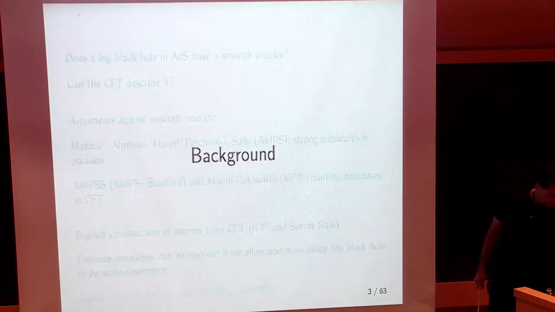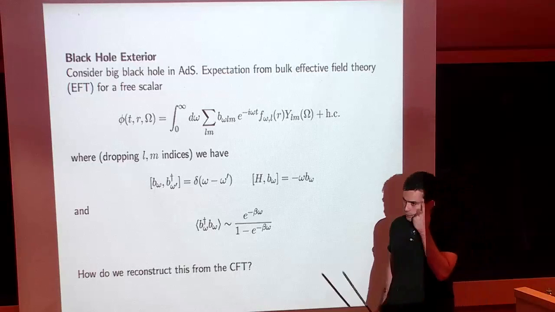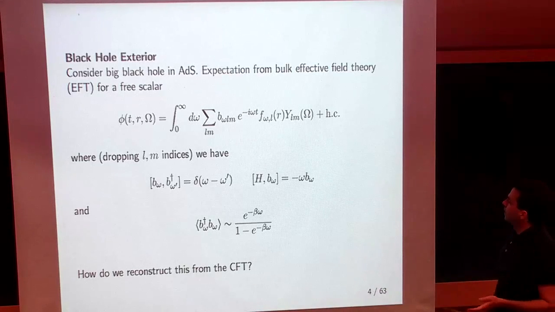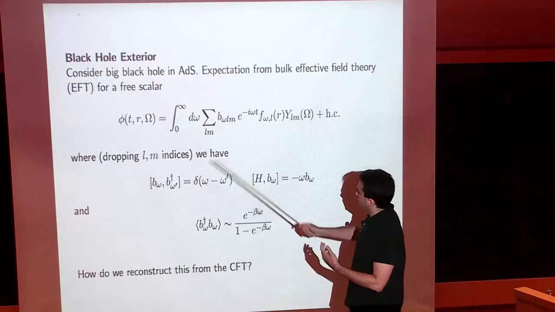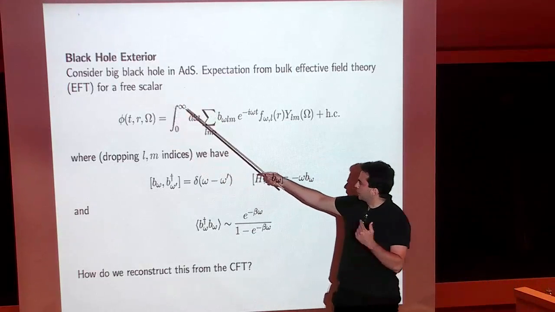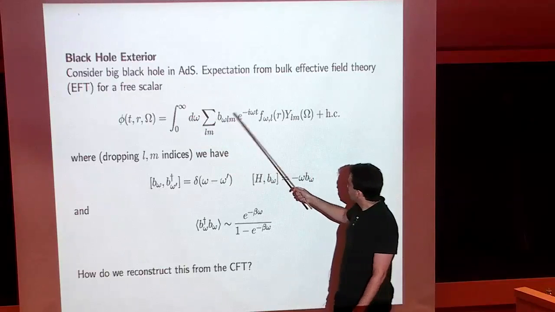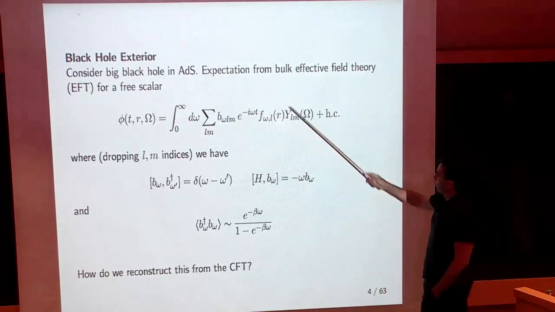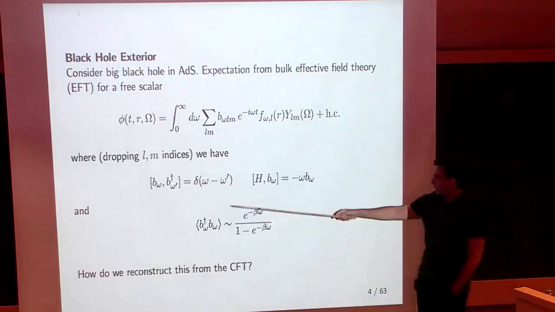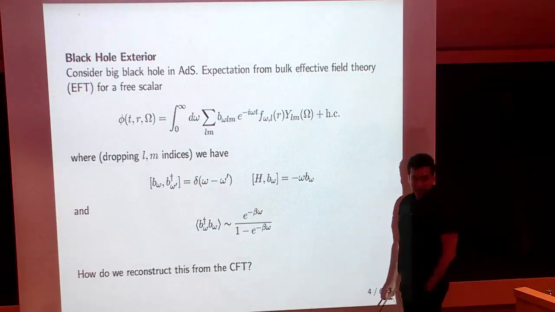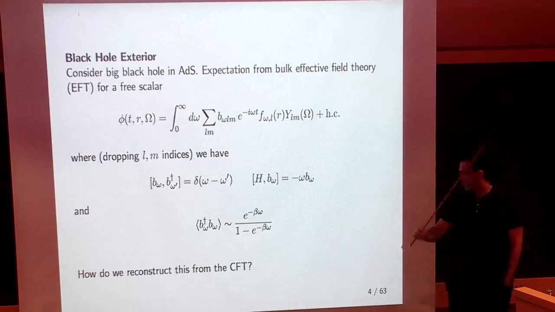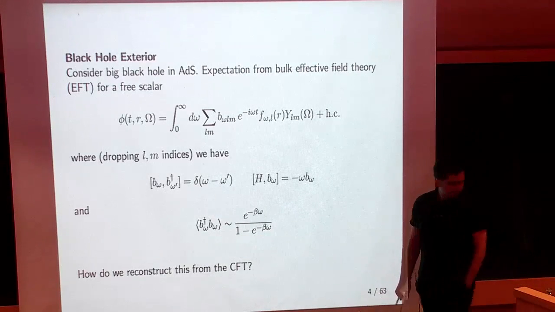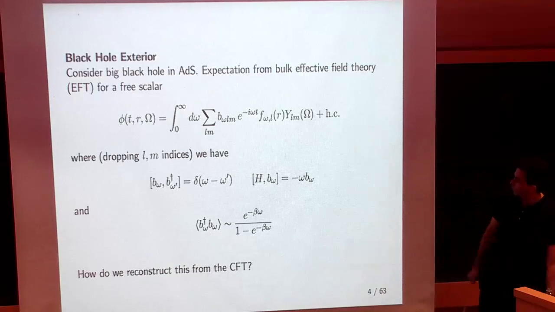So let me start with a reminder of how the reconstruction of the region outside the horizon works in AdS/CFT. We start with a big black hole in AdS, and we take a free scalar field, which in effective field theory can be expanded in terms of modes. So we have some creation and annihilation operators multiplying wave functions. And these modes have to obey canonical commutation relations. Moreover, at late times, when the black hole equilibrates, we expect from effective field theory that these modes are thermally populated. So how do we reconstruct this from the conformal field theory?